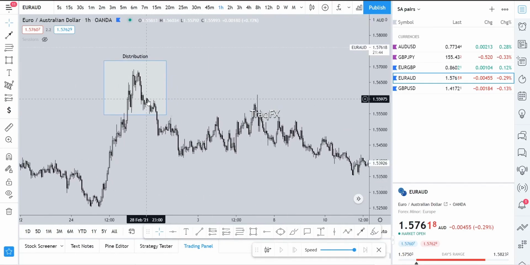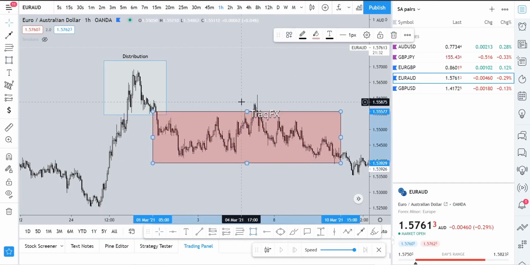Now after price expanded towards the downside, we can see that it hasn't quite distributed, as we're seeing a redistribution schematic form. So we can mark this up, right? Mark this up.